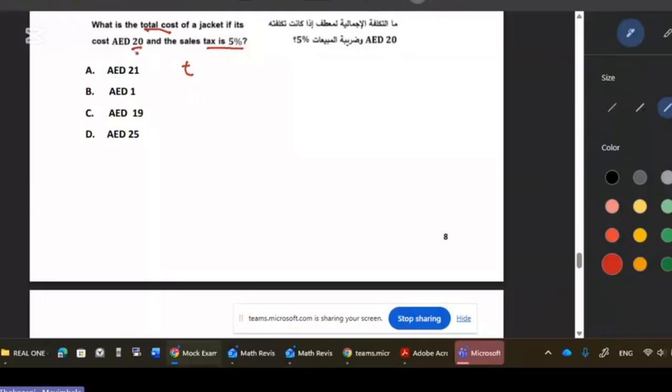And then we're going to say T over the cost. What is the cost here? 20. Over 20, which is the cost, equal to 5%. What is 5%? It's 5 over 100. Can you see that? And then what do we do now when we have something like this? Who can remember? Cross multiply. Yes, we cross multiply.